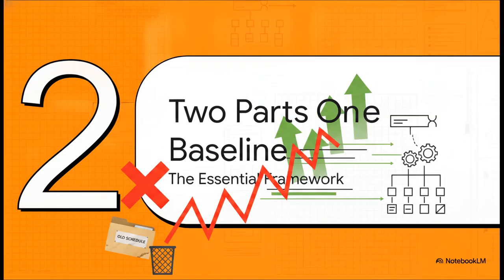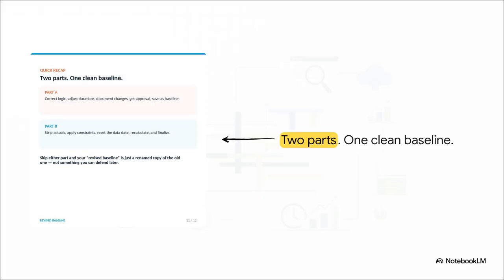So, let's move to section 2. Two parts, one baseline. This is our essential framework. This is the core framework for building a defensible baseline. And notice how clearly our source material defines this. It's two parts, resulting in one clean baseline. Part A is all about the planning, correcting logic, adjusting durations, documenting changes, and getting that vital approval. Part B is the technical execution, stripping actuals, applying constraints, resetting the data date, and finalizing.